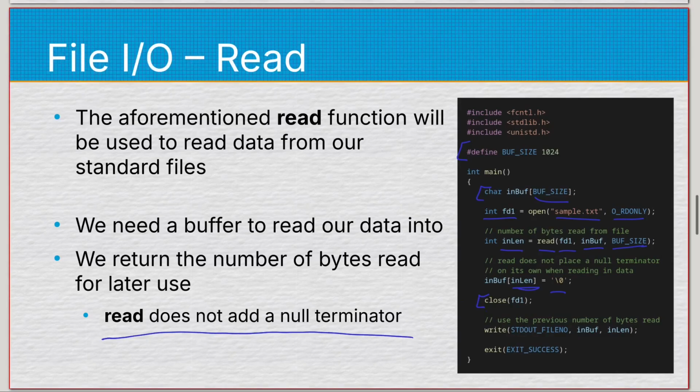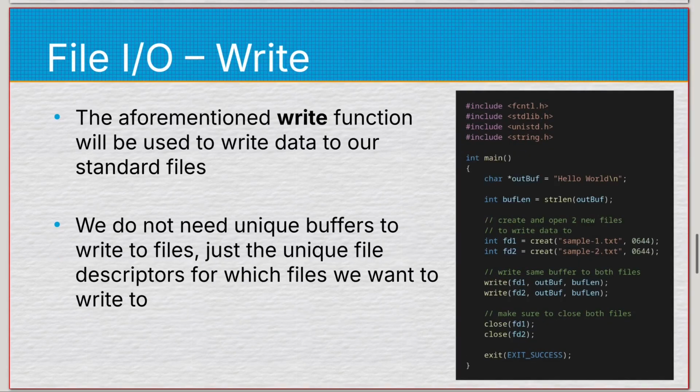And then what I'm doing here is I'm just writing buff, in length to the actual standard output. So I'm just writing back to the user what I read from the file. And that's pretty much it. Moving on from there, we have write. We do not use unique buffers to write files, just the unique file descriptors for which files we want to actually write to. So what does that mean?